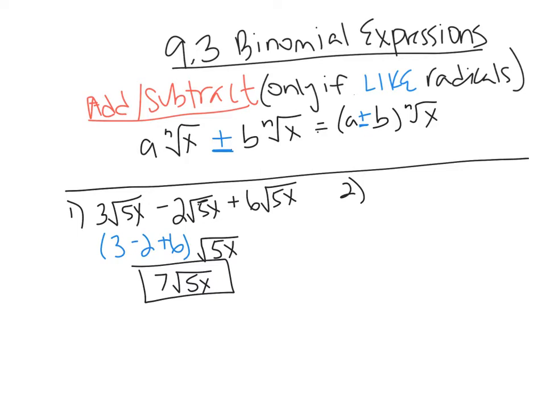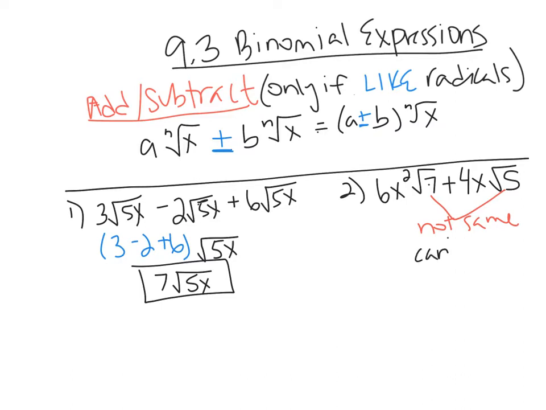What if we have 6x squared square root 7 plus 4x square root 5? Can we simplify this? So look here, do we have like radicals, root 7, root 5? Nope, they're not the same. So because they're not the same, we can't simplify. So you can't simplify, you're done. That's as small as we can get it: 6x square root 7 plus 4x root 5.